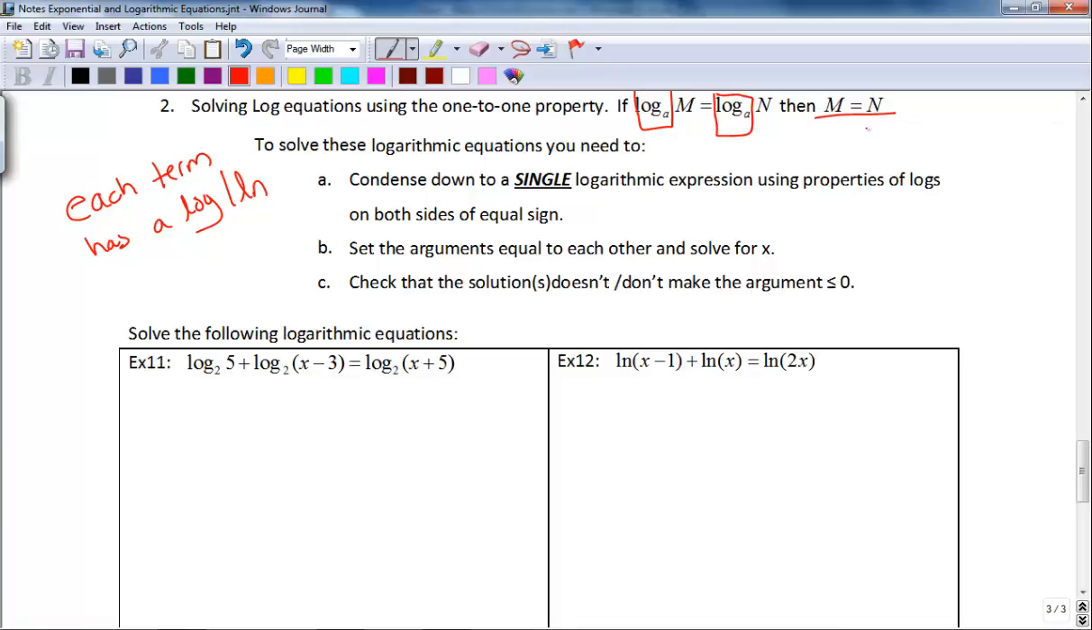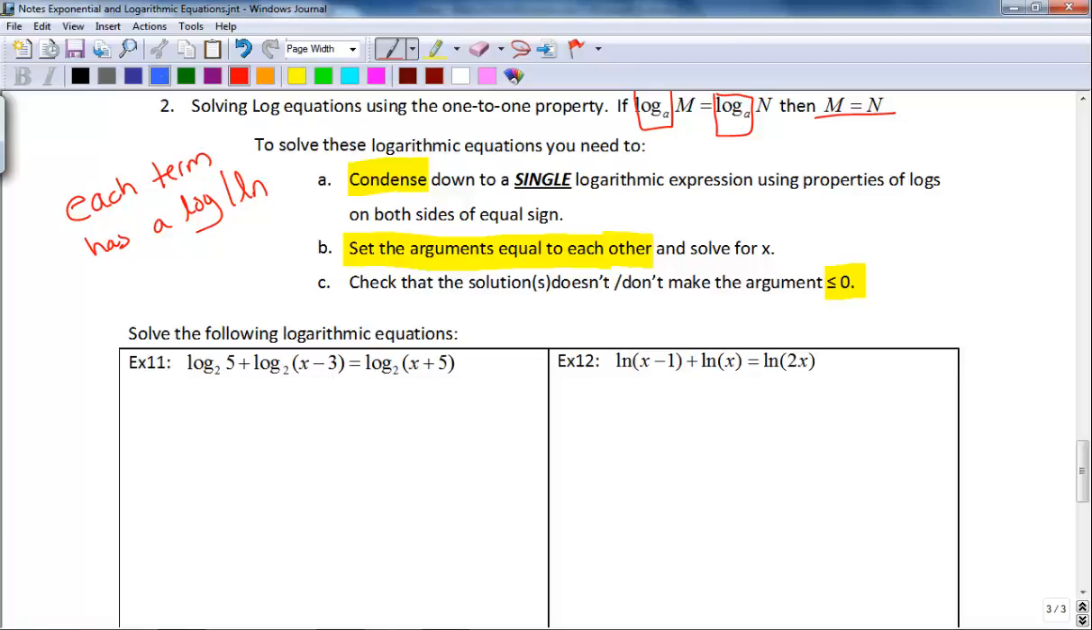So how do we solve these? Well, again, just like last time, condense down to a single log on both sides of the equal sign. So first condense. Then we're going to set the arguments equal to each other and solve for x. And finally, just like we did in the previous examples, we have to check and make sure that our solution doesn't make an argument a number that's less than or equal to 0. If it is, we're going to have to discard that answer. Well, let's look at number 11.